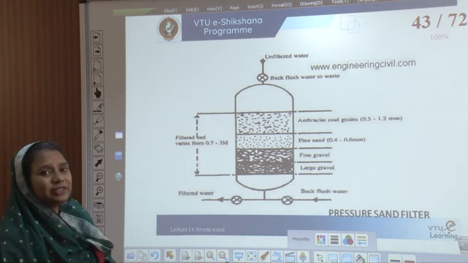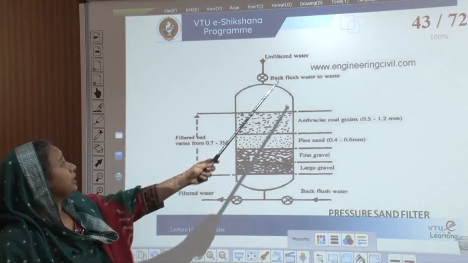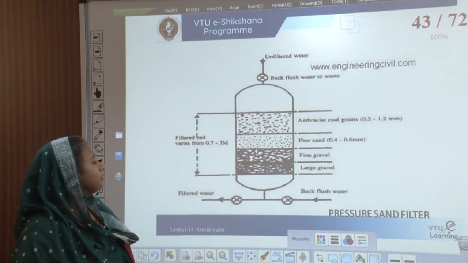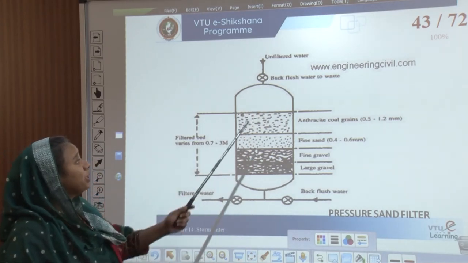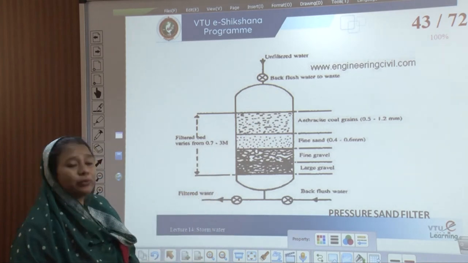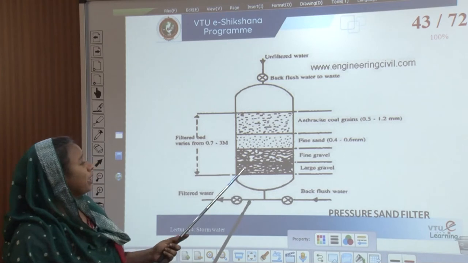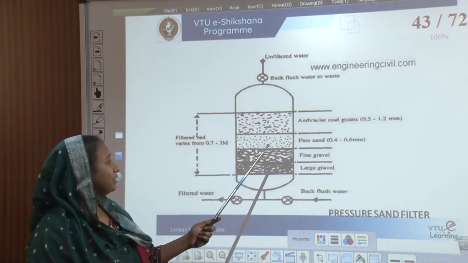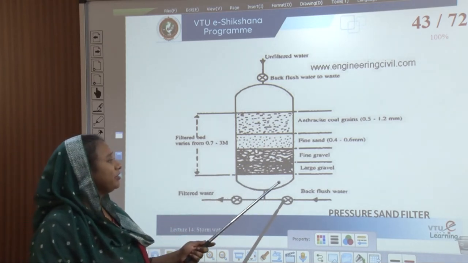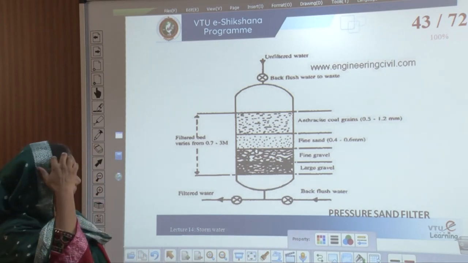Now, what is unfiltered rainwater? All the unfiltered rainwater basically enters into another storage system which would have a flush, waste to waste. Okay? So, this is a filter bed which would have coal on the first layer, sand on the second layer, fine gravel and large gravel at the final layers.